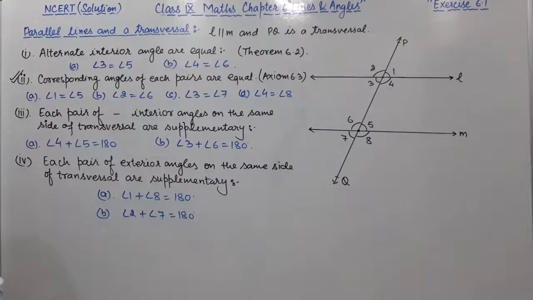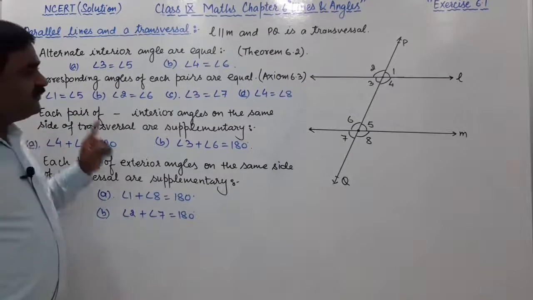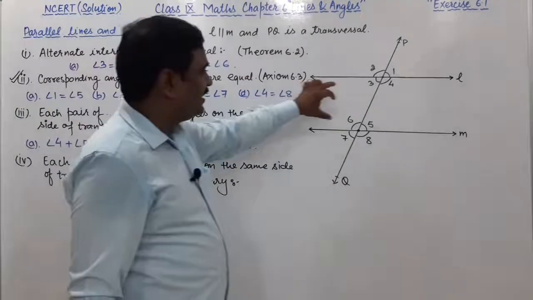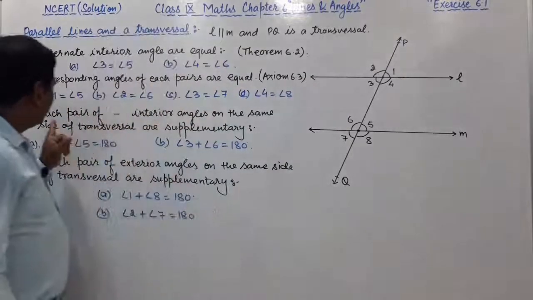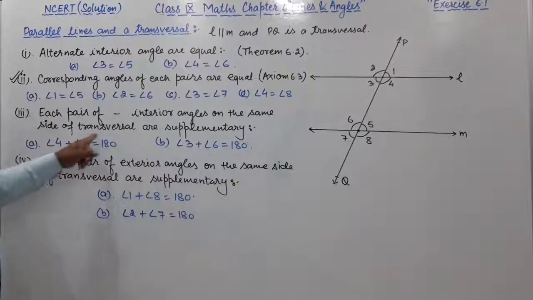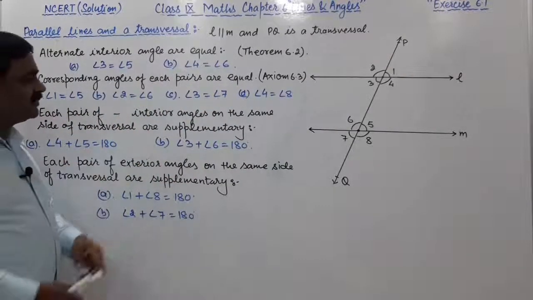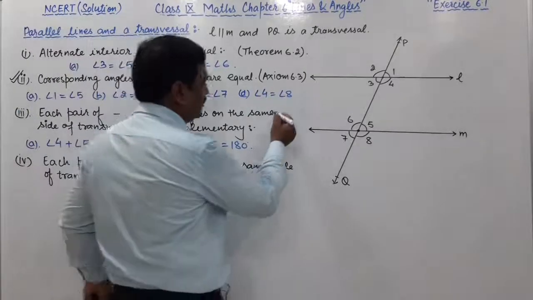Next, 6.4, you just see: if a transversal intersects two parallel lines, then each pair of interior angles on the same side of the transversal is supplementary. This is theorem 6.4. If a transversal intersects two parallel lines, then each pair of interior angles on the same side of the transversal is supplementary. This is theorem 6.4.